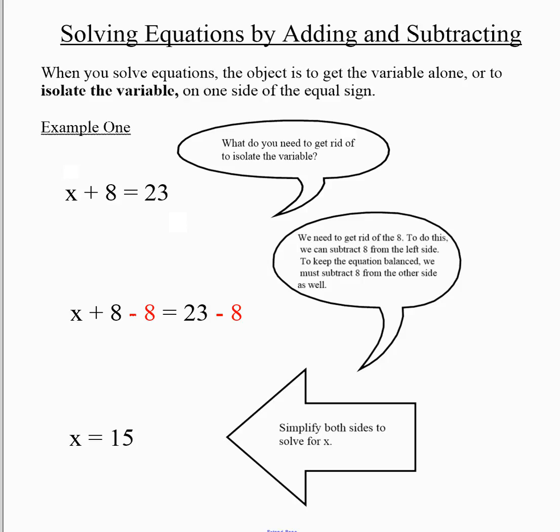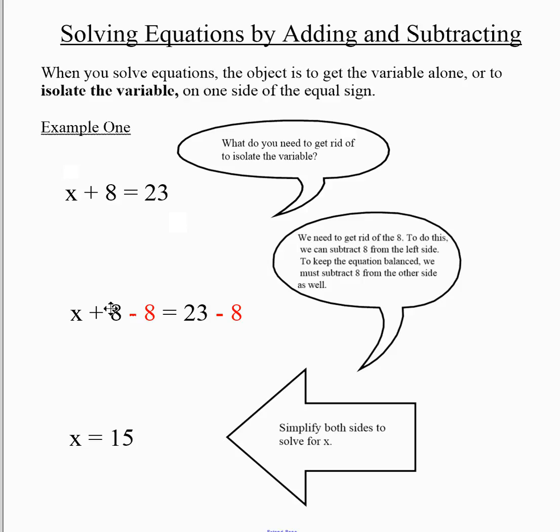So the first thing that you need to do when you see an equation is you need to ask yourself, what do I need to do to get the variable by itself? So on the left-hand side of the equation, we have x plus 8. I want it to say just x. So how do I get x by itself? Well, I need to get rid of adding 8. So then you have to ask yourself, well, how do I get rid of adding 8? You get rid of adding 8 by subtracting 8.